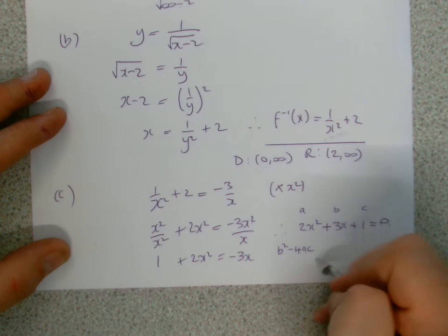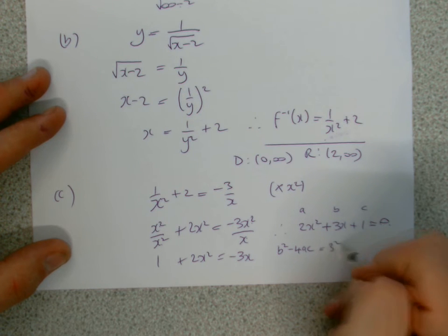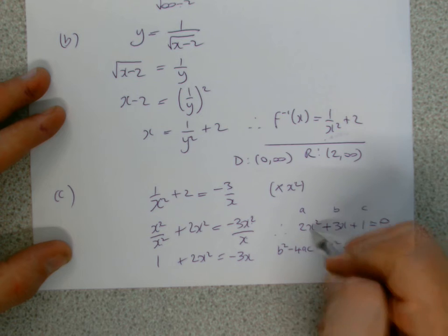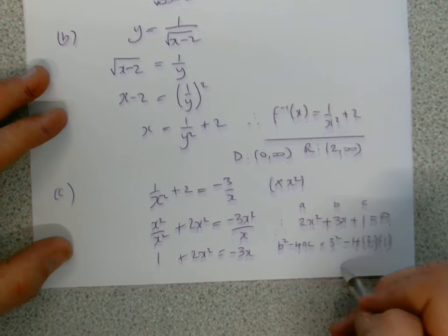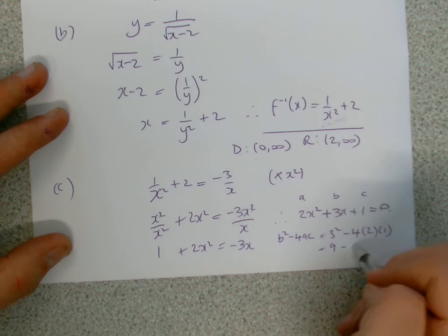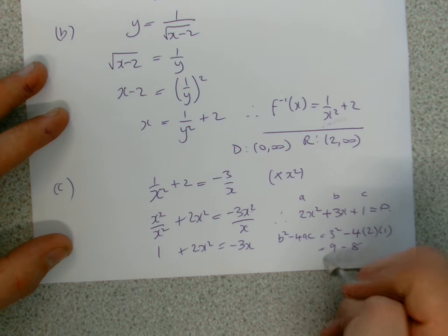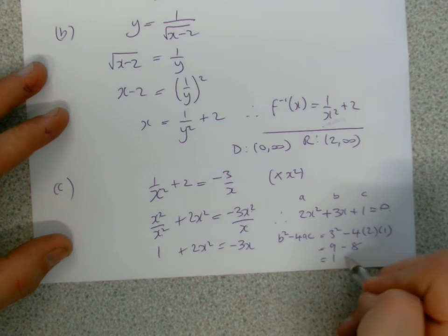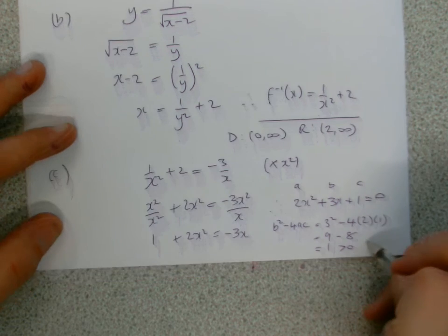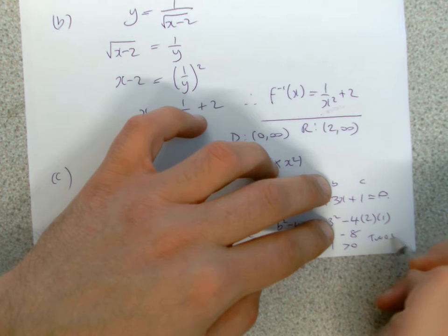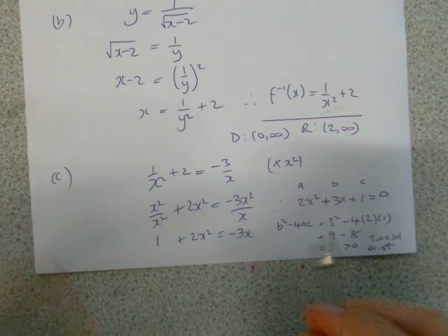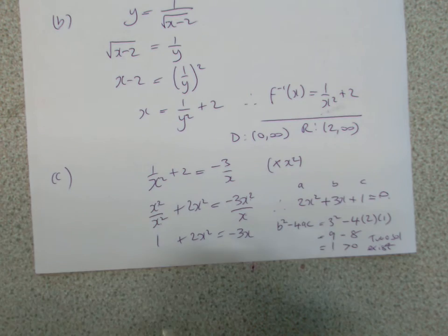So that's your A, remember, that's your B, that's your C. So we've got B squared, which is 3 squared. Take away 4 times A, which is 2, times C, which is 1. So if you work that out, that would be 9, take away 8, and that's actually equal to 1. So it's positive, which means there will be solutions. Okay, two solutions exist. Two distinct solutions as well, they'd be different, because that's positive.